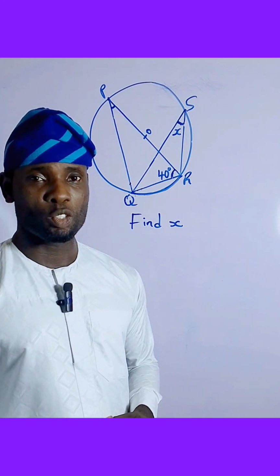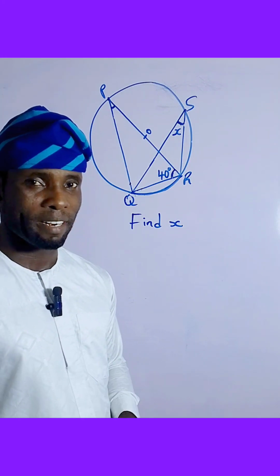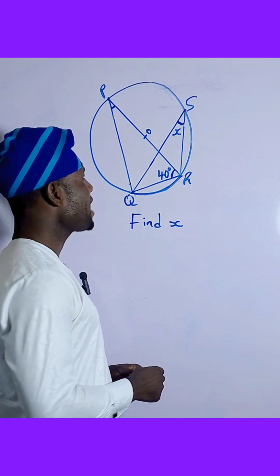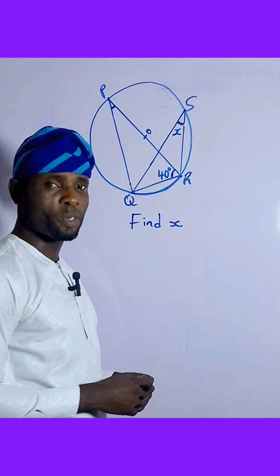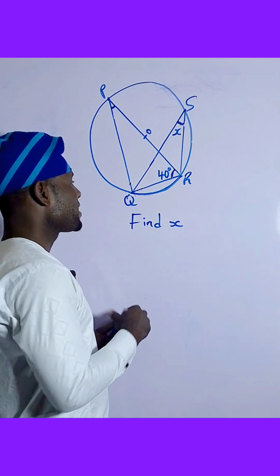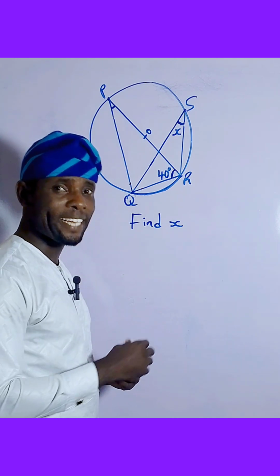There are three things you need to know to solve any question like this. Look at the diagram. We are asked to find x, and x is an angle in this circle. Number one thing to know, identify the sources of the lines that formed the angle you are to find.